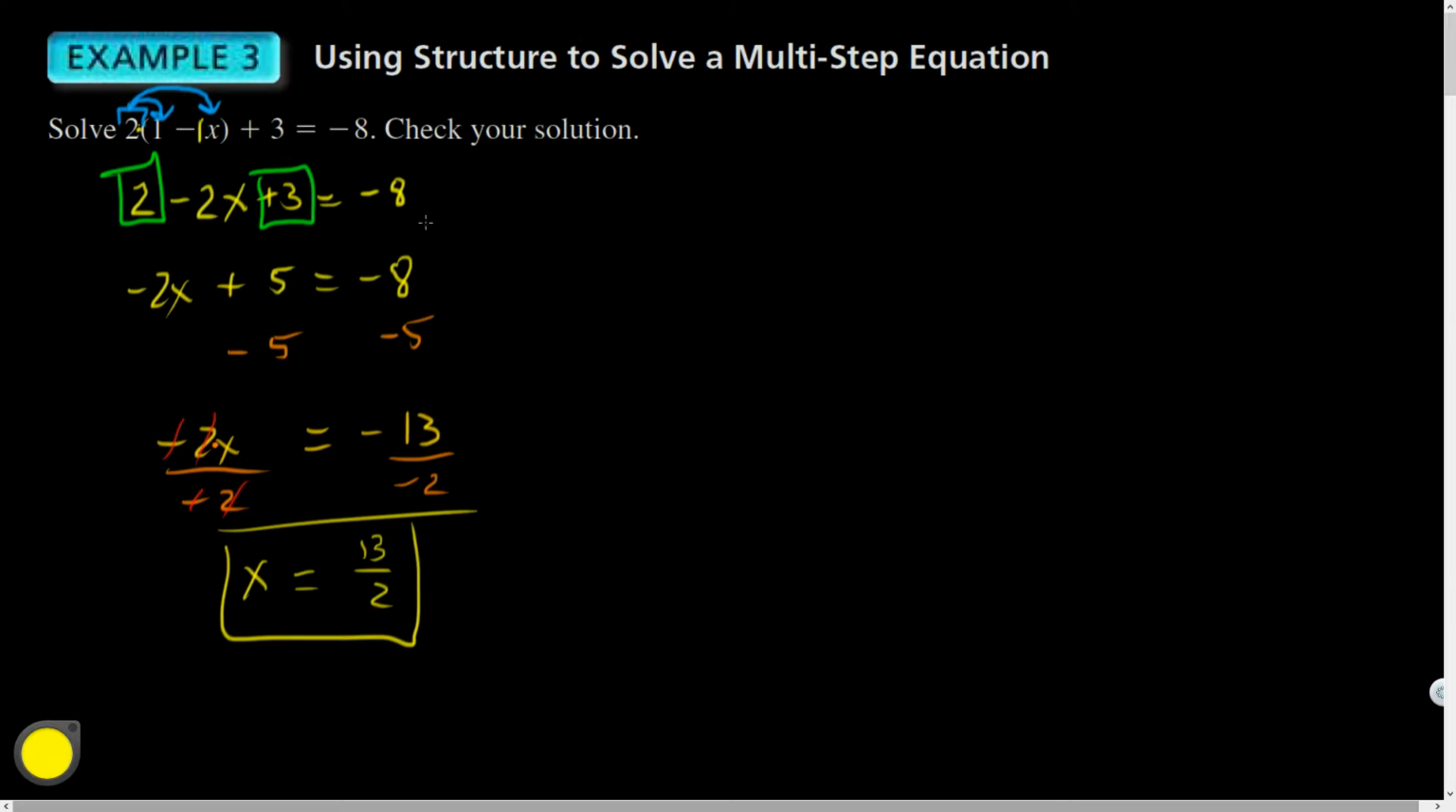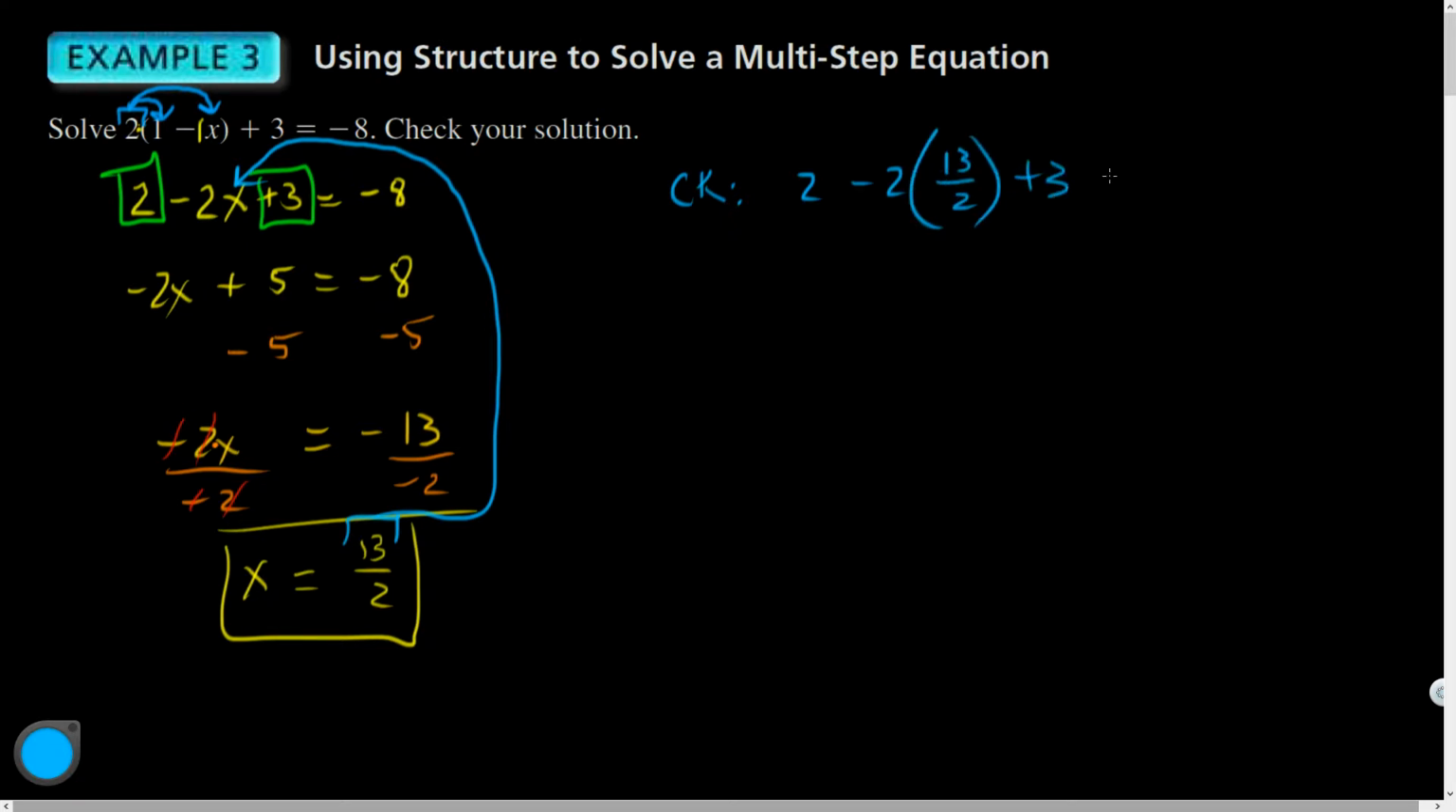All right, but let's do a check, because you said this isn't equal to negative 8, but behold, check. 2 minus 2, instead of x, I'm going to plug in this thing, 13 halves, plus 3. Is that equal to negative 8? Now, is that one that you guys could have guessed the answer to? No, I don't think so. Also, I'm missing parentheses, aren't I? Oh, guys, no. I plugged it in here.